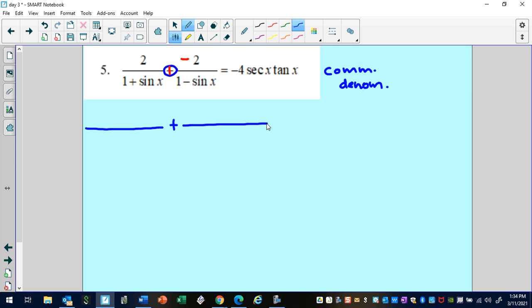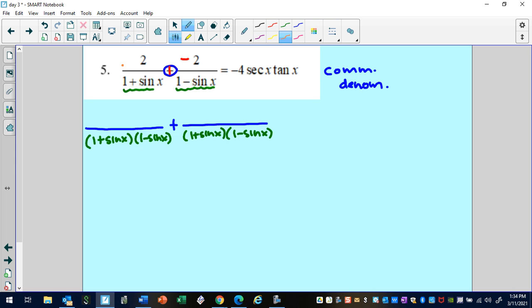Set up my 2 fractions. And let's find a common denominator. So this fraction has 1 plus sine. This one has 1 minus sine. Those are not the same thing, so we're going to need one of each in our common denominator. 1 plus sine x and 1 minus sine x. We're going to need them both. Notice I'm using parentheses. That notation is really important. Your math work has to be accurate here.